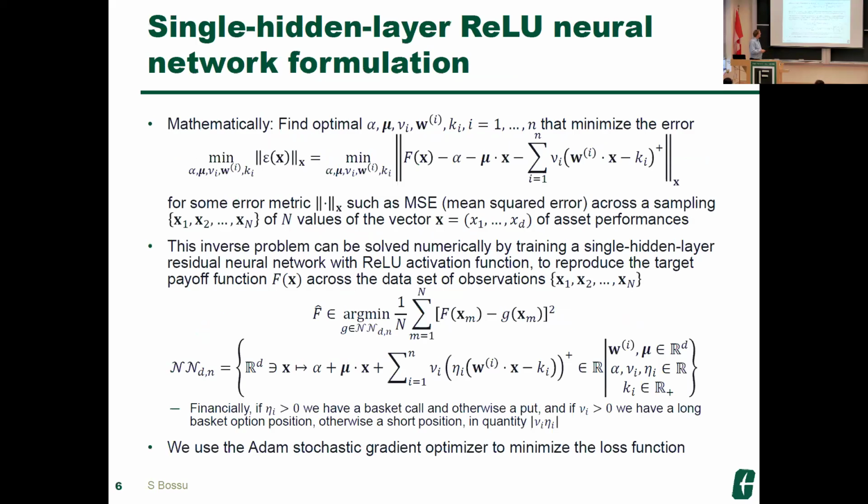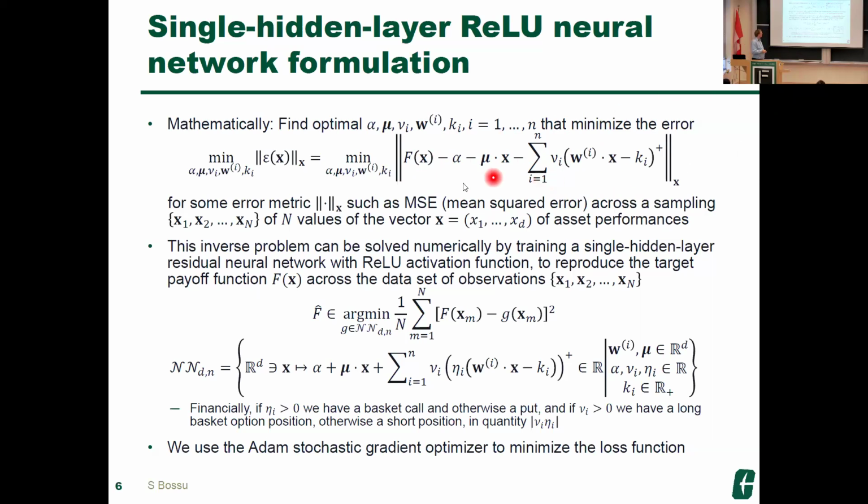Mathematically, we want to find the optimal parameters so that we minimize the error according to some error metric. For our case that's going to be MSE, mean squared error. We try to minimize the norm across a sample of X values, underlying asset price values. So we minimize the distance between the target payoff and that replicating portfolio, or at least approximately, or hedging portfolio, or spanning portfolio, as we call it.